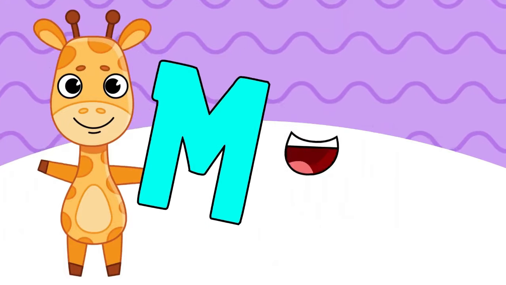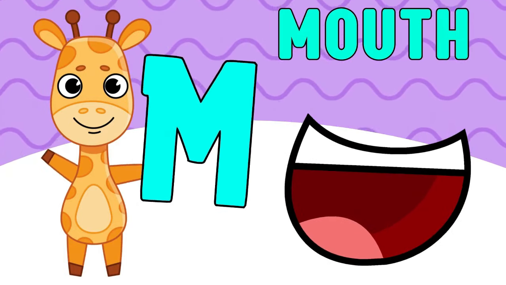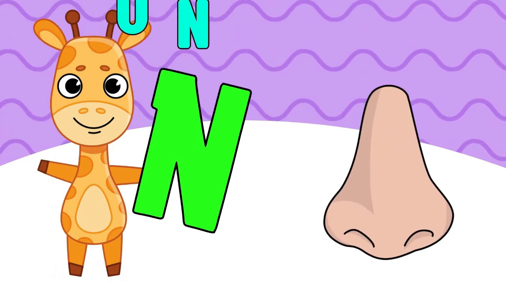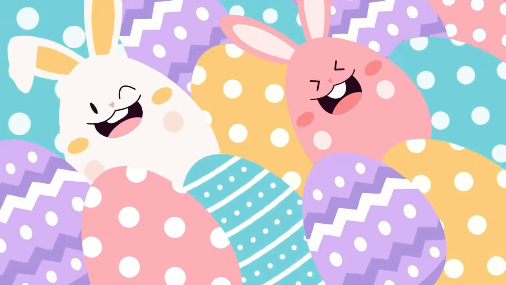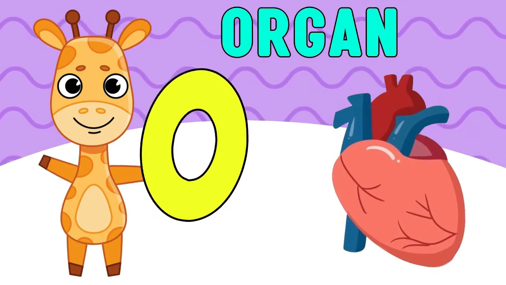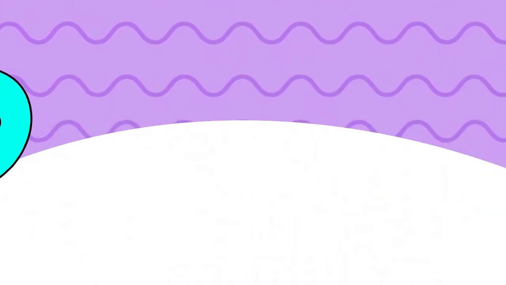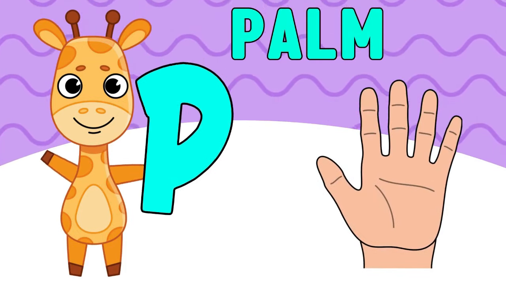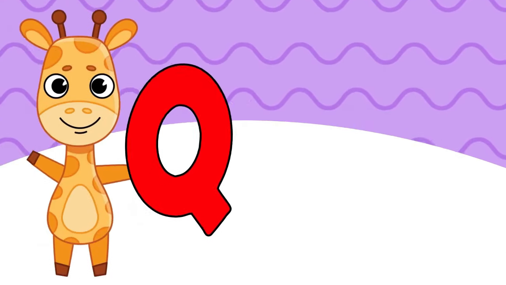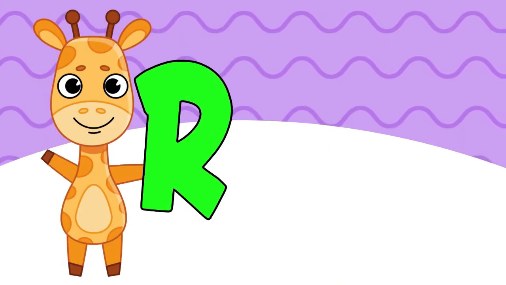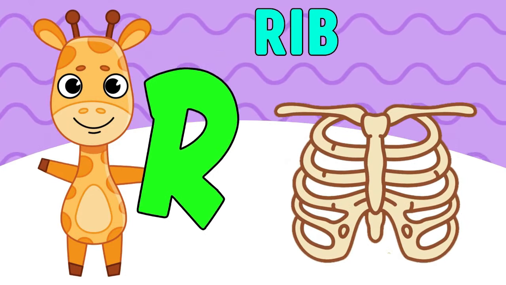M. M is for mouth. N. N is for nose. O. O is for organ. P. P is for palm. Q. Q is for quadricep. R. R is for rib.